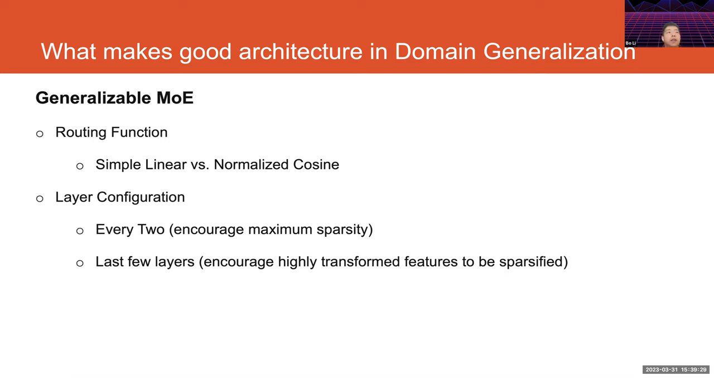The layer configuration is also important. In many well-known MoE papers, they mainly use an every-two-layers configuration to encourage maximal sparsity. But we find that we may use the last few layers to encourage highly transformed features to be sparsified.